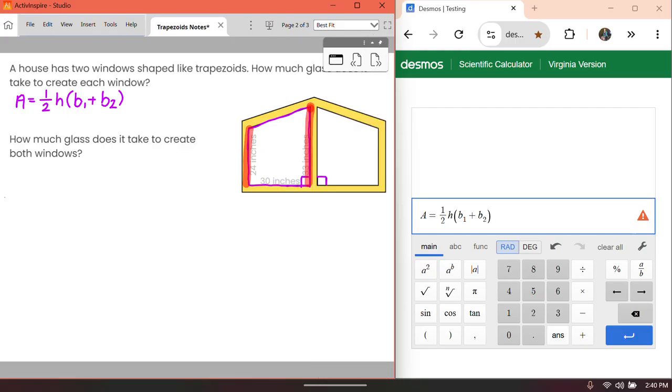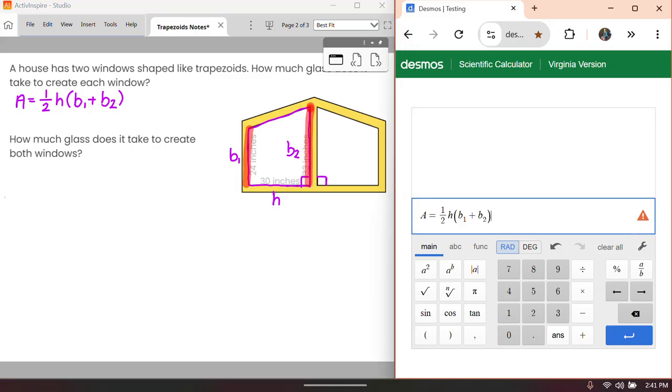So I'm going to label those on here. I'm going to call this base 1. I'm going to call this base 2. And I'm going to call this my height because it connects my two bases with a right angle. So then when I go to put things in Desmos, my life is actually much, much, much easier.